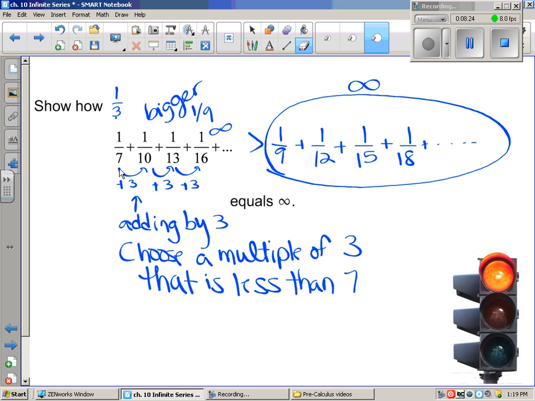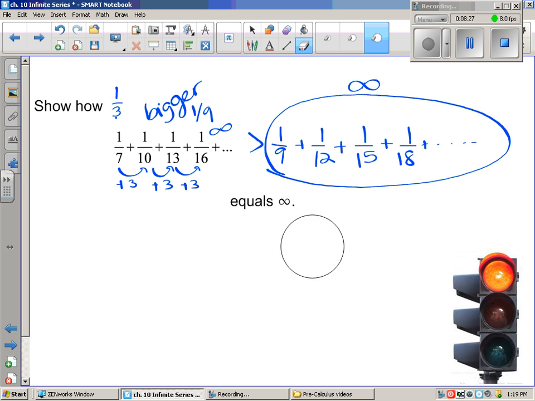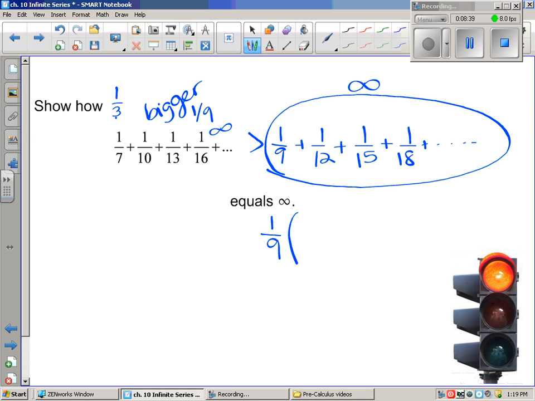So here's what we're going to do. Again, we're going to choose a multiple of 3 that's less than 7. So once again, we're going to use the 1/9. Could we have used 1/12? Sure you could have. But 1/9 is closer. And then I'm going to say, all right, now let's factor out 1/9. When I factor out 1/9, I have 1 plus, and what do you see? Oh, sorry, we're going to factor out 1/3. I apologize. I didn't need to do that. Factor out 1/3. Apologize for that mistake. Why 1/3? Because it's multiples of 3.